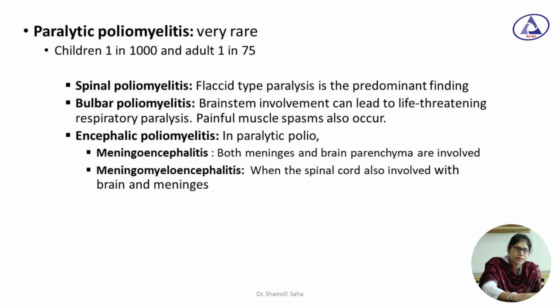Encephalic poliomyelitis, in paralytic polio, has two forms: meningoencephalitis and meningomyeloencephalitis. In meningoencephalitis, both the meninges and brain parenchyma are involved. In meningomyeloencephalitis, the spinal cord is also involved along with the brain and meninges.